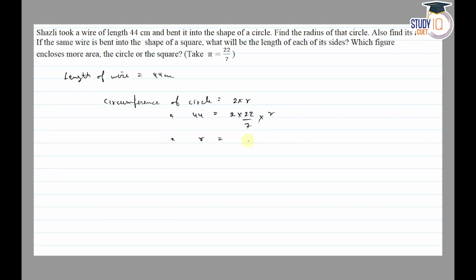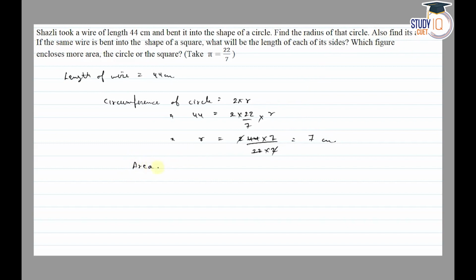सो बाय क्रॉस मल्टीप्लीकेशन 44 इंटू 7 अपॉन 22 इंटू 2, 22 से 44 2 टाइम, 2 से 2 कैंसिल आउट हो जाएगा. सो रेडियस आ जाएगी हमारे पास 7 सेंटीमीटर.